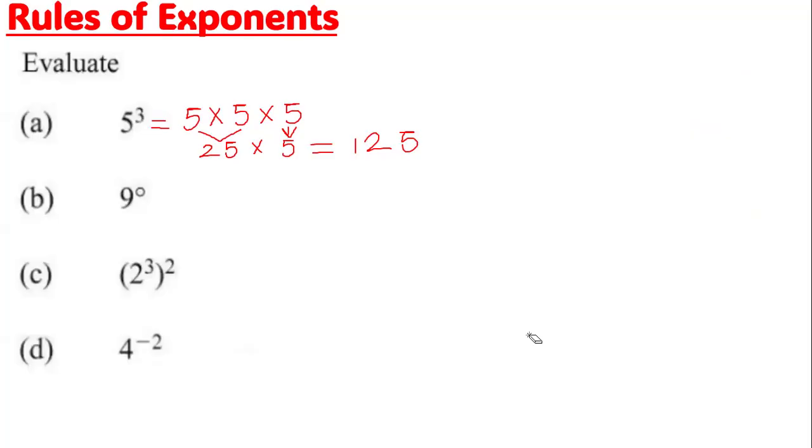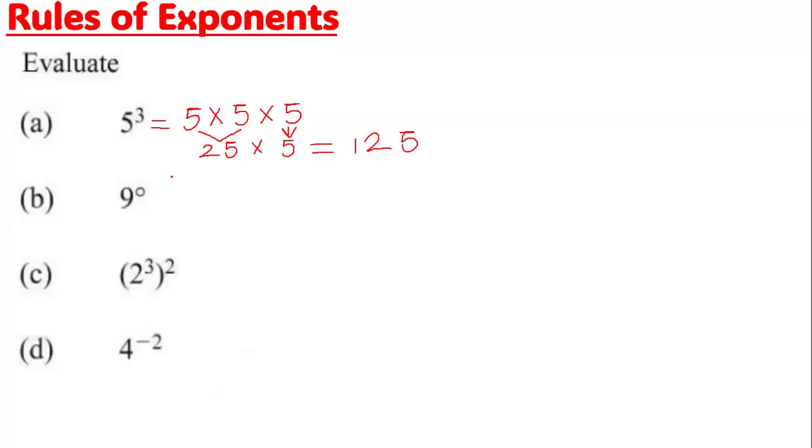Okay. So that's how we got it. We got 5 times 5, which is going to be 25. And then we did 25 times 5, and 25 times 5 gives us 125. Good. Okay, next.